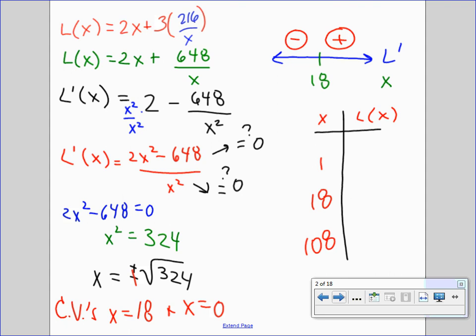Now, these values are optional. I only chose them to verify that this was in fact a minimum in comparison with nearby values. So let's go ahead and consider the value of L when x equals 1. When x equals 1, L is given by 2 plus 648 over 1. So 2 plus 648 is 1,296. Is that right? 1,296 meters?